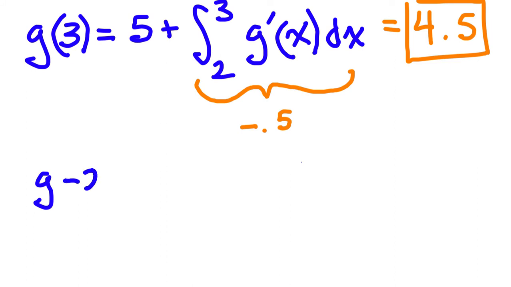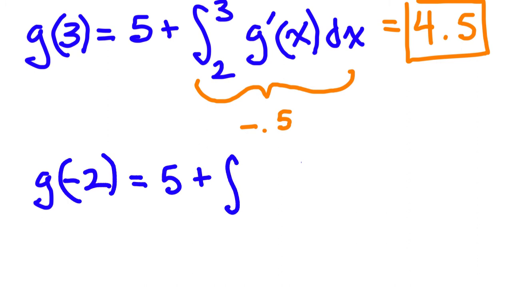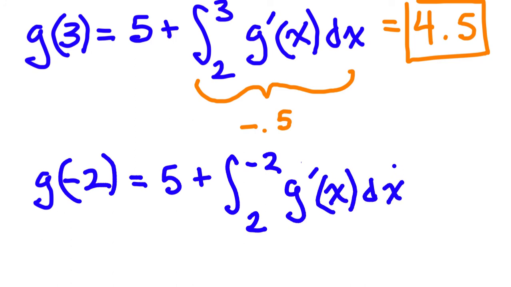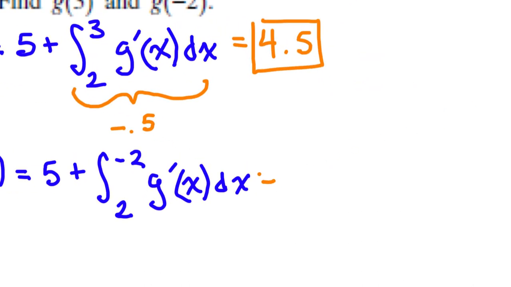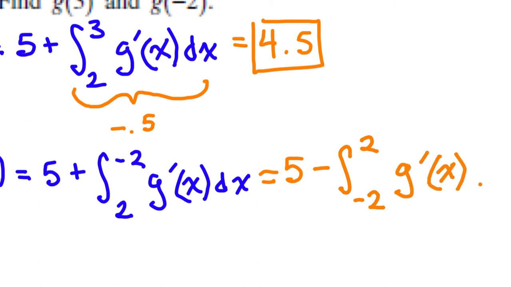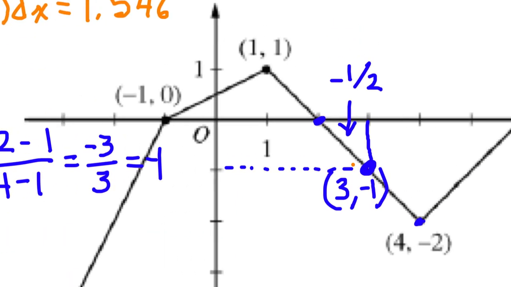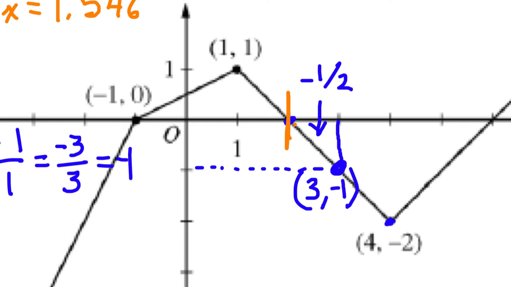G of -2. That's equal to 5 plus the integral with bounds from 2 to -2 of g prime of x dx. Okay, so I have to flip this one around. So this new integral is going to be 5 minus the integral from -2 to 2 of g prime of x dx. And between -2 and 2, where are we talking about? So from -2 right there all the way to 2.